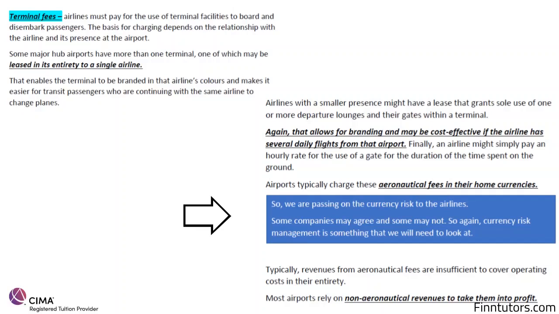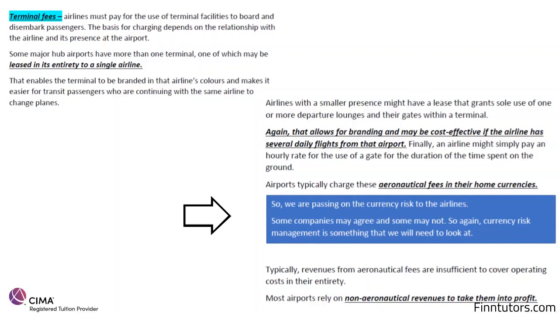Airports typically charge these aeronautical fees in their home currencies. So if my airport is in X country, I will only charge in my home currency. We are passing on the currency risk to the airlines. You are not accepting any currency risk. You will say, pay me in dollars, for example. Pay me in dollars only. I don't want payment in anything else. So you are eliminating the currency risk from your side. Some big airlines may agree and some may not. Some will choose to work with another airport operator because they are offering flexible currency payments. So again, currency risk management is something that we might need to look at.